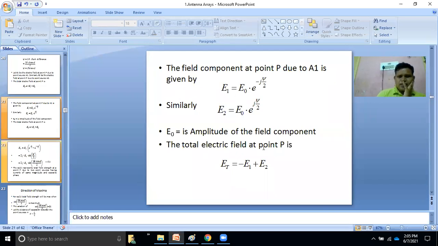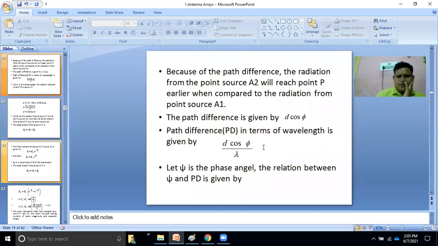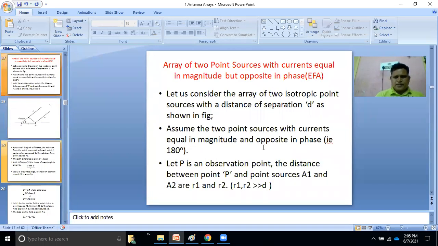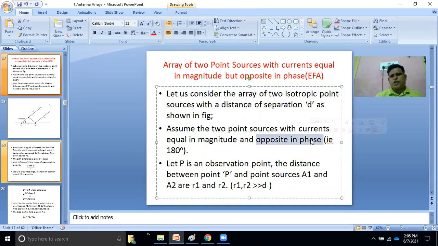But the total electric field, because they are opposite in phase. We are giving the currents to the elements. The magnitude is the same, but the phase is opposite. Opposite in phase means 180 degrees, and 180 degrees means we get a minus sign.